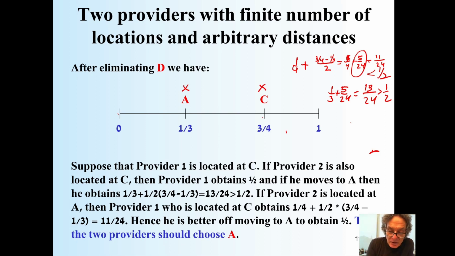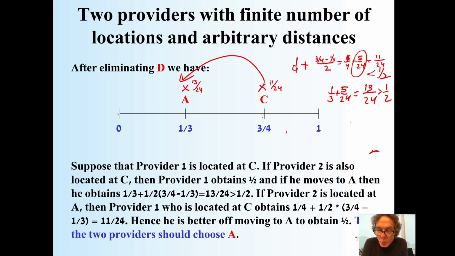Let's say that I'm here. How much do I make? 1/3 plus the 5 over 24, 13 over 24. That I did before. I'm getting half of this plus 1/3. I'm getting 13 over 24. And how much do you get? The rest. You get 11 over 24. 11 over 24 is less than a half. You are better off moving here, because if you are going to occupy the same location, we split the market. You are going to get half.